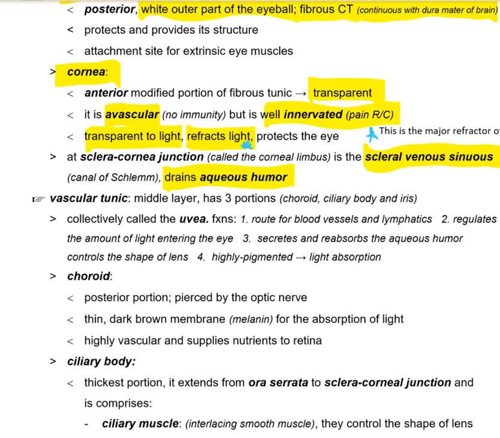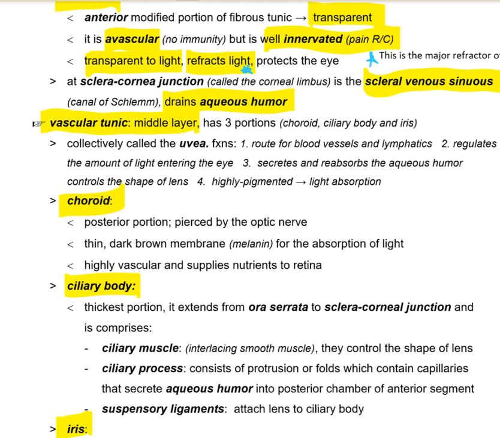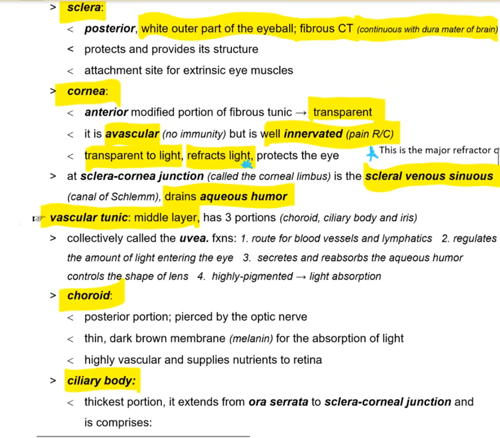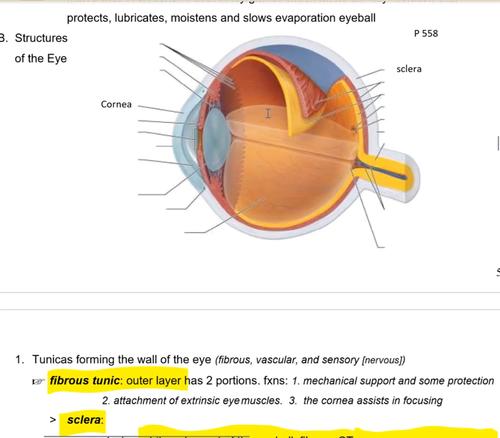Now, our middle layer is the vascular tunic, and there are three different parts: the choroid, the ciliary body, and then down at the bottom here, the iris. Let's label those three right now. The choroid is this dark, pigmented middle layer. So let's say choroid. While I'm here, I'm also going to label the innermost layer, which is the retina, this lighter colored one, because that's all I need to put on that side.